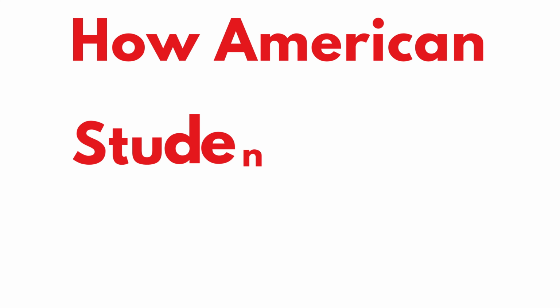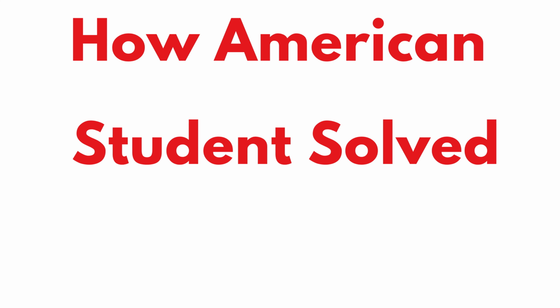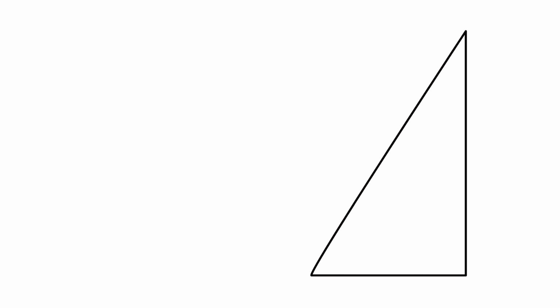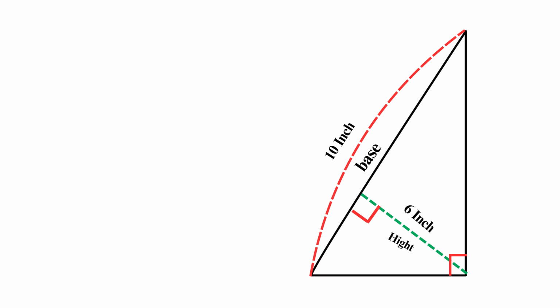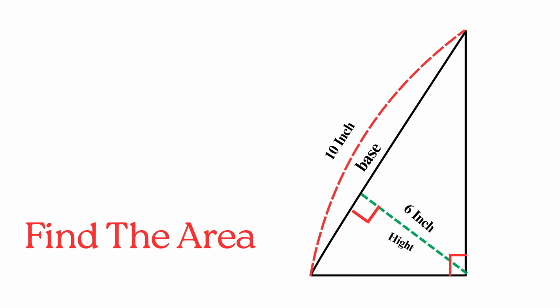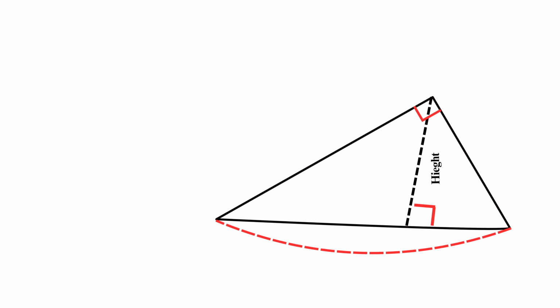Let's go over how American students solved the problem. We have a right triangle with a hypotenuse of 10 inches. Upon the hypotenuse, an altitude of 6 inches is dropped. So, what's the area of the triangle? Let me just rotate this diagram so that it matches the ones shown in textbooks. We have a triangle, and we have two dimensions.